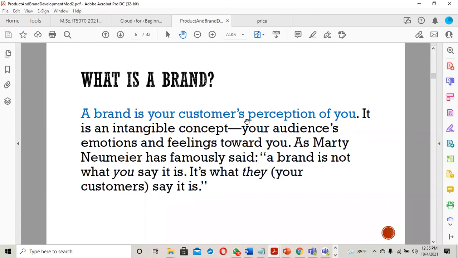As Marty Neumeier has famously said, he is a person who has written a couple of marketing books on brand: a brand is not what you say it is, it is what they say it is. It's not what you say it is as the manufacturer. It is what they say it is as the customers.